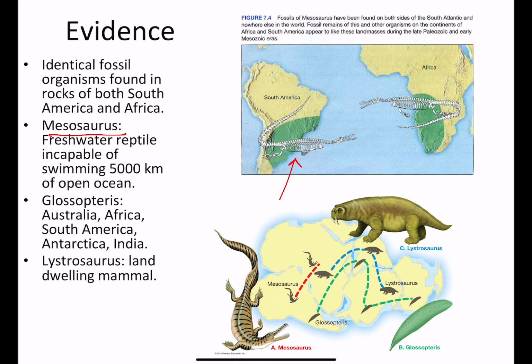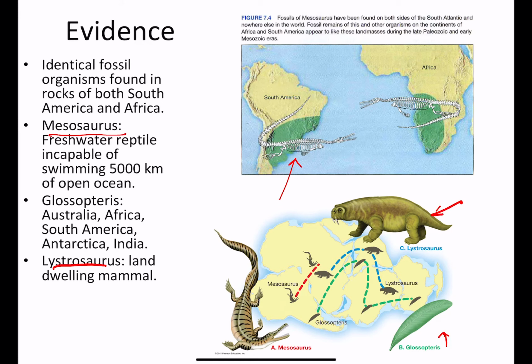Another example is the plant Glossopteris. The Glossopteris is a tree which disperses its seeds. It has these heavy seeds which just fall pretty close by near the tree. So how can Glossopteris propagate across 5,000 kilometers of ocean? Doesn't make sense. The third example would be Lystrosaurus, which is a land-dwelling mammal.